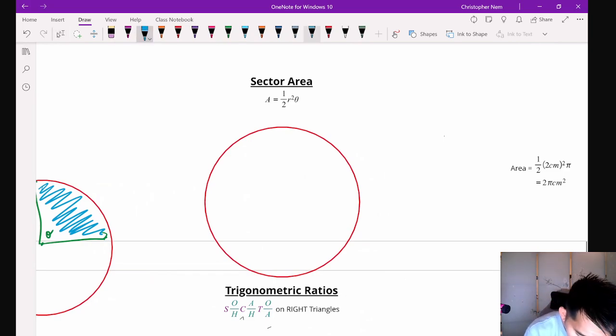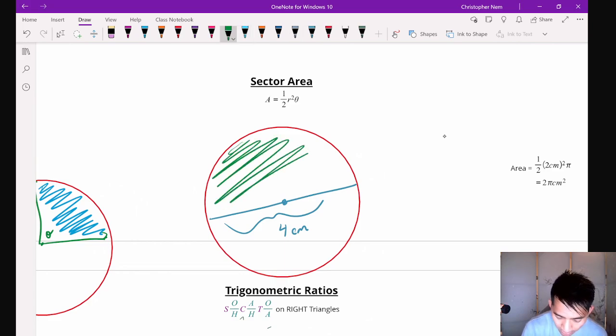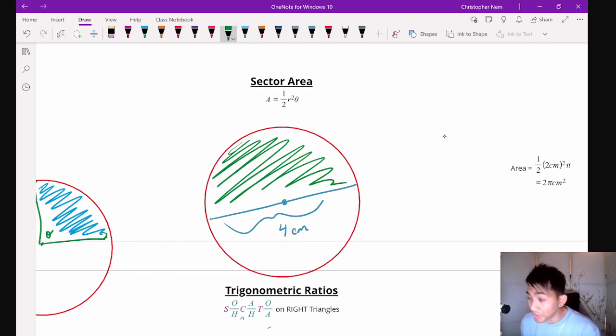What if instead I give you this? And I said the distance from here to here was 4 centimeters. So I've given you a diameter, and I've told you that the diameter is 4 centimeters, and now I want you to find the sector area of the top half of the circle right here. How do I figure out that area? Well, first we need the radius. The radius is half of the diameter, so half of that is 2.